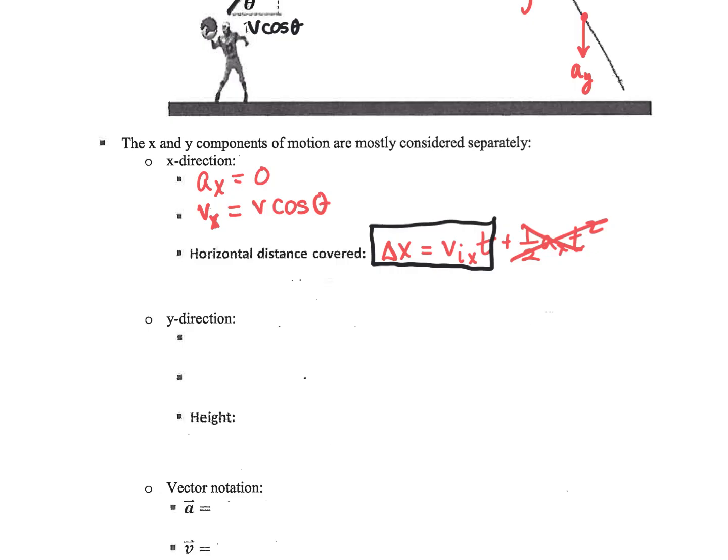And if we wanted to, we could actually plug this in and say delta x is equal to, because we know what V initial is, V cosine theta times t.